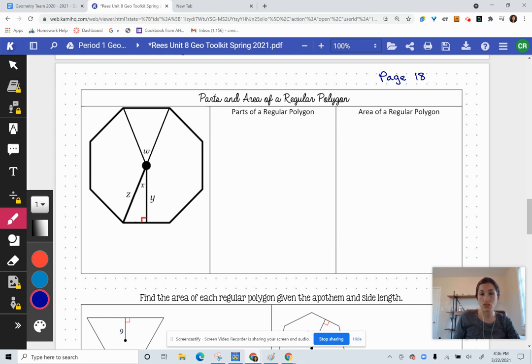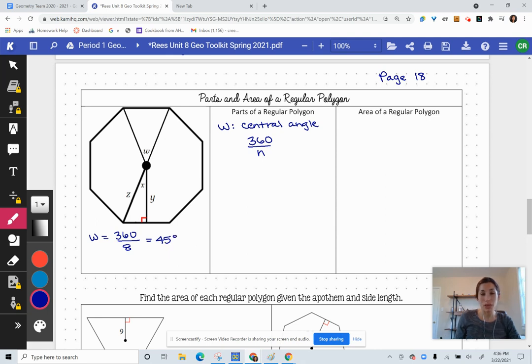W we call a central angle. So I'm just going to list that over here. We will solve for that as well. So central angle. Now we find a central angle by taking 360 degrees and dividing it by the number of sides we have. So in this problem here, we have an octagon. So W is going to equal 360 divided by 8. So that angle is going to be 45 degrees for this example problem here.